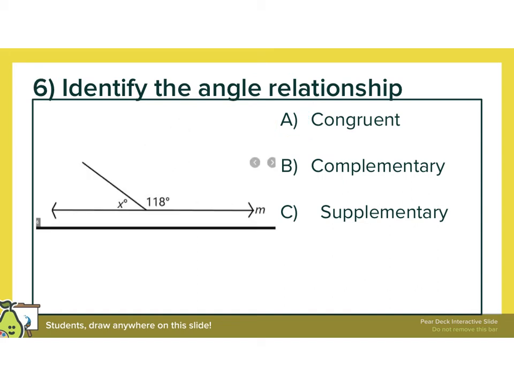Last practice problem. So they didn't give me the number here, but I have angle X and angle one that's 118. Together they're making a straight line, which means they are supplementary. So you don't have to have all the numbers if you have a picture. That's it. Now we're going to learn how to name angles, and then you'll have some practice problems.